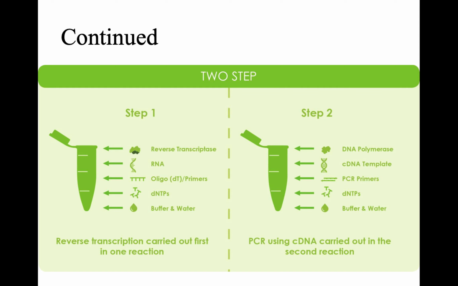And after this, an aliquot of the cDNA will be transferred into the second tube. In the second tube, we need to add the DNA polymerase, cDNA template, PCR primers, dNTPs, and everything. So in the second tube, we can perform the PCR, where the cDNA will be amplified. That is how we can do it in the two-step process.